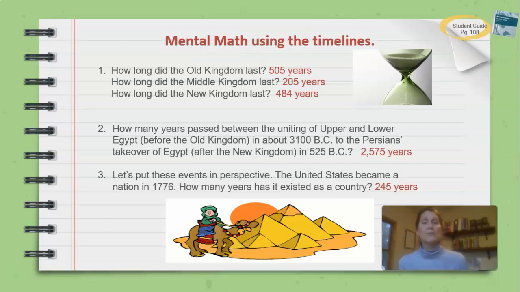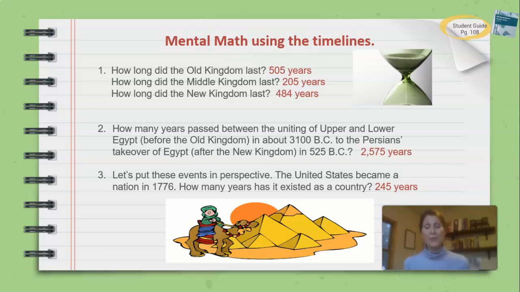How long did the Middle Kingdom last? 205 years. How long did the New Kingdom last? 485 years. And then question number 2, how many years passed between the uniting of Upper and Lower Egypt before the Old Kingdom in about 3100 BC to the Persians' takeover of Egypt after the New Kingdom? And that was in 525 BC. So that was about 2,500 years, 2,575 years.